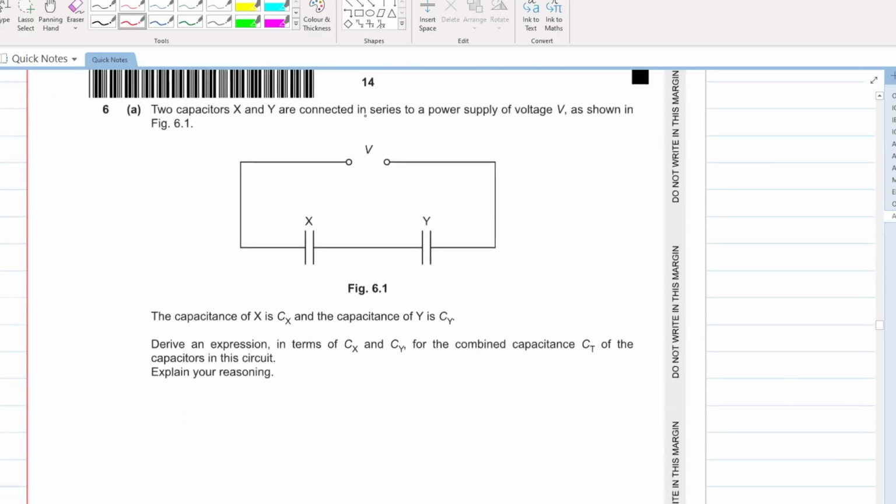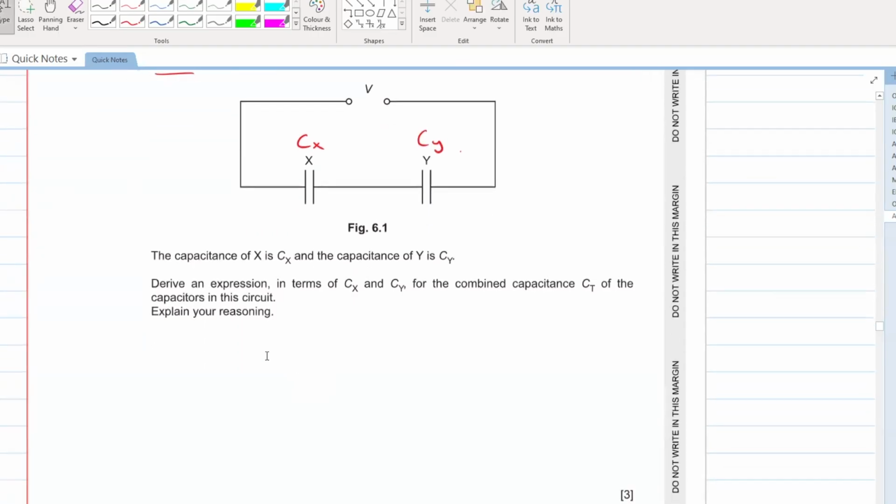Let's see this. Two capacitors X and Y are connected in series to a power supply of voltage V as shown in figure 6.1. The capacitance of capacitor X is Cx, ठीक हो गया, and the capacitance of capacitor Y is Cy, ठीक हो गया. Derive an expression in terms of Cx and Cy for the combined capacitance of the capacitors in the circuit. Explain your reasoning. बेटा derivation करनी है. You have to derive this. How will you do it?